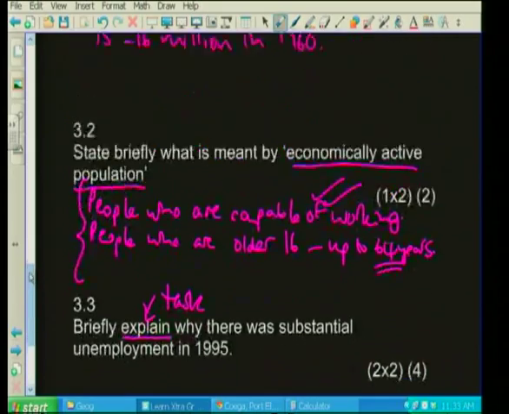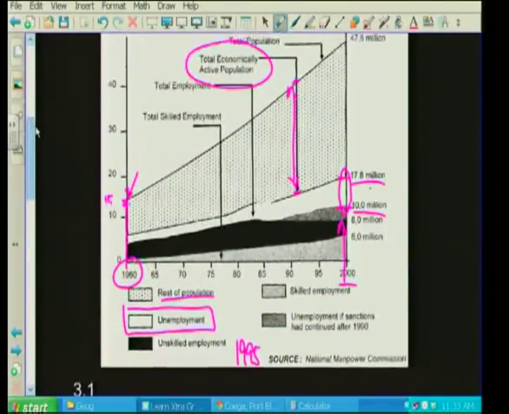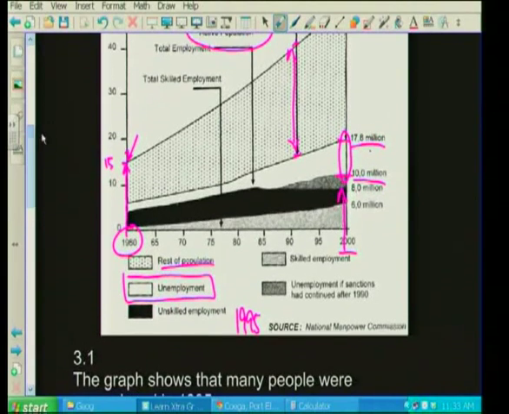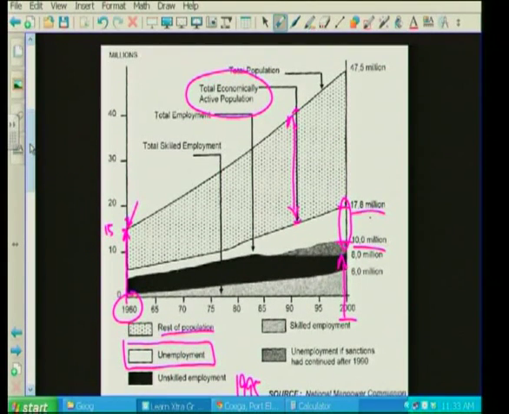What happened in 1995 over here? Go back to the graph. Remember, the whole time you are consulting or referring to this graph because that's what the question is based on. If you look here in 1995, it's quite a wide gap there from the top part of the graph to this white area and then the grey area beneath that as well.